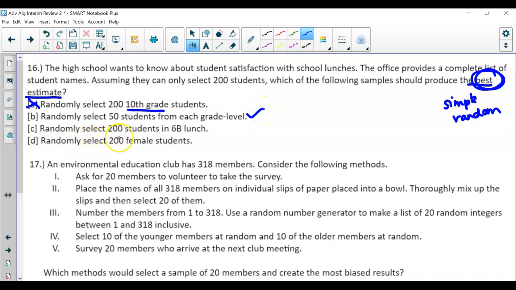We're going to randomly select 200 students in 6B lunch. Well, what about 4th, 5th, and even 6A? This is like just with the 10th grade. So again, we're going to keep going. Randomly select 200 female students, but what about all of our male students? Due to these singling out, and focusing where everybody in each grade level now has an equal chance, this is going to be our most accurate. So even though it wasn't simple random, here it is stratified.